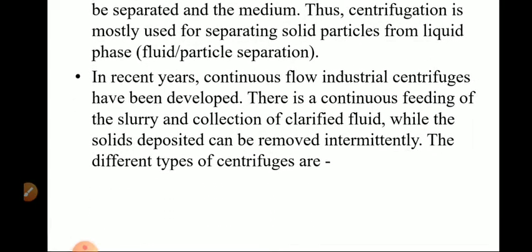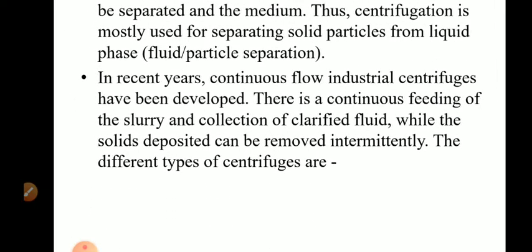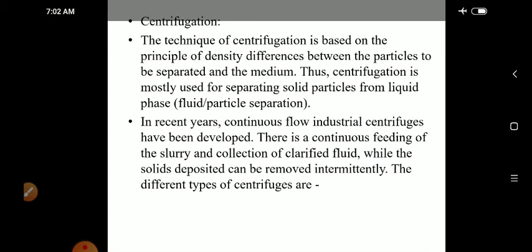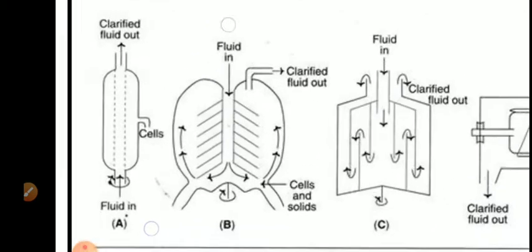Now, in industries, continuous flow industrial centrifuges have been developed and they are continuously used. So you continuously feed the slurry, or you can say the fermented broth, and centrifuge it, and the solids get separated and the clarified liquid is removed, and the solids that are separated get deposited at the bottom and can be easily removed. What are the different types of centrifuges that are used?